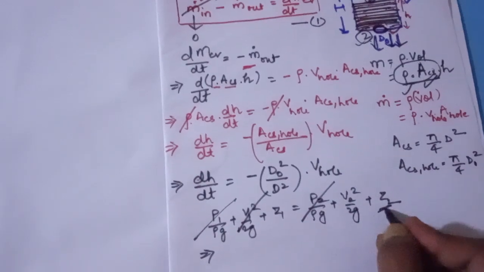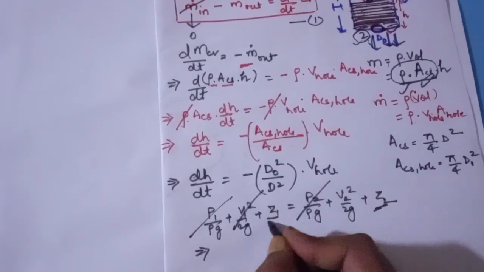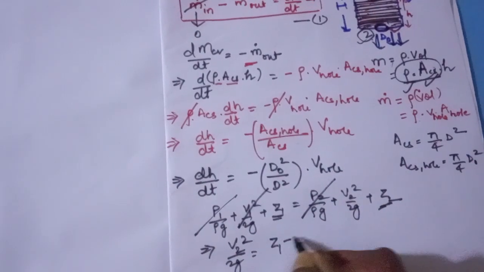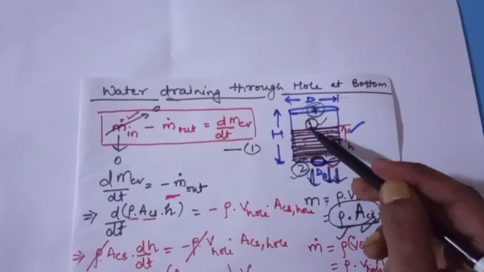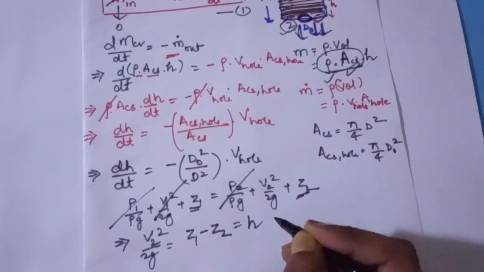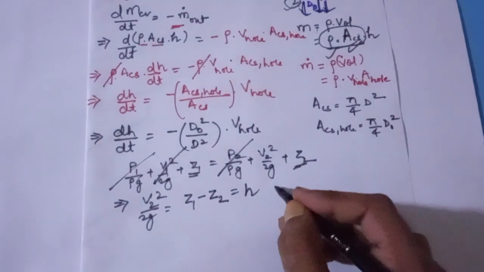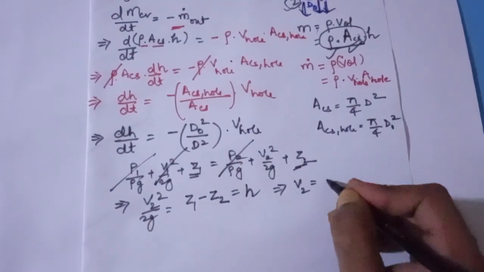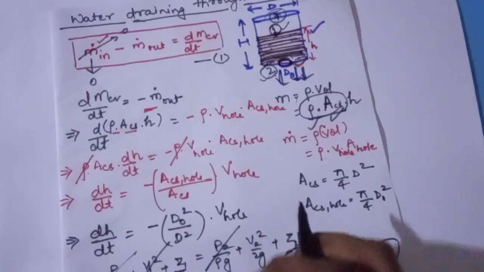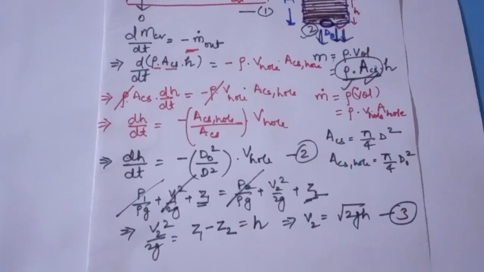We will shift Z2 to this side and change the sides, so we can write V2 square by 2g is equal to Z1 minus Z2. Now you can see the height between these two points is H, so Z1 minus Z2 is equal to H. So what we have finally is V2 is equal to root 2gH. Let me call this equation 3 and the earlier one equation 2. So we will put equation 3 in equation 2.